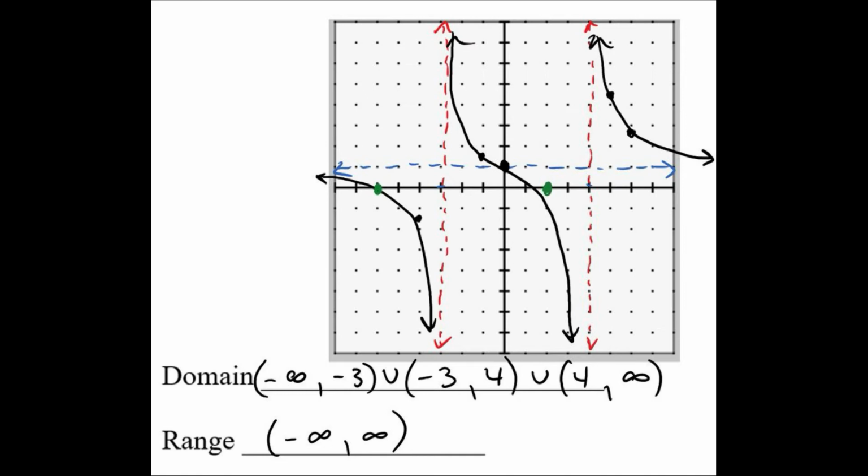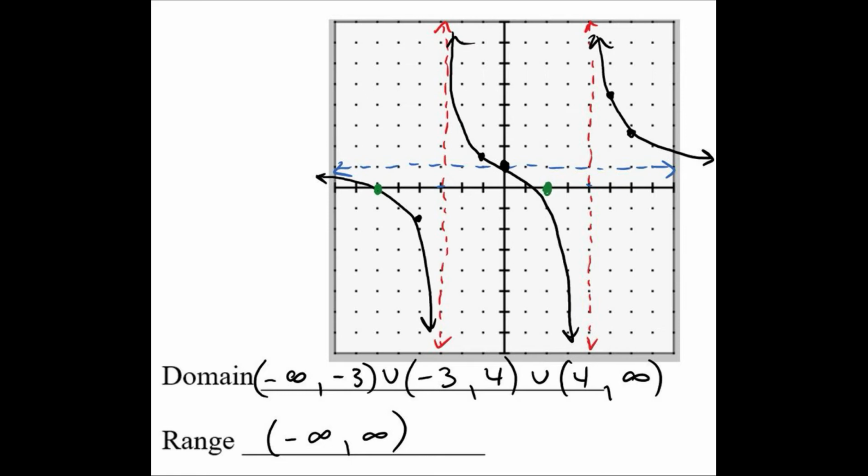Okay, so for the domain on this, we're going to have three sections: the far left, the middle, and the right. So on the left, we're going from -infinity all the way up to that -3, and we're not crossing it. Then we're starting at -3, and we're going to +4 and not crossing. And then we start at 4 and go to infinity, and that is our entire domain.